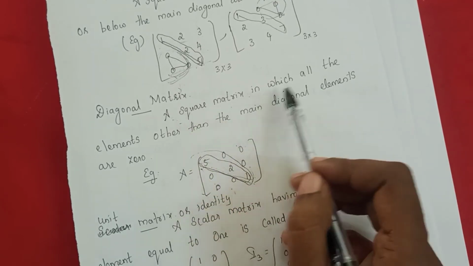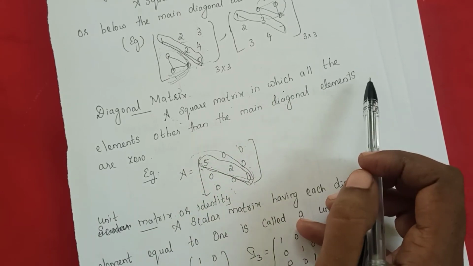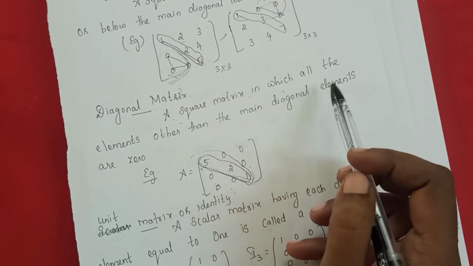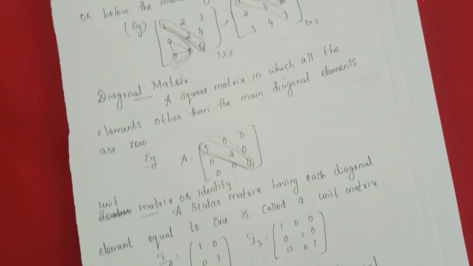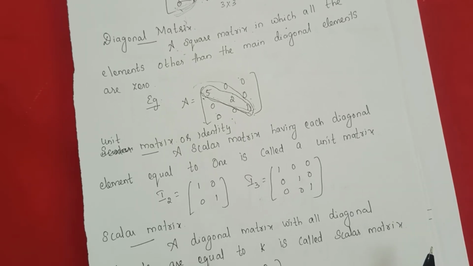Understand? A square matrix in which all the elements other than the main diagonal elements are all 0. All of you understand? The square matrix in which all the elements other than the main diagonal elements are 0.